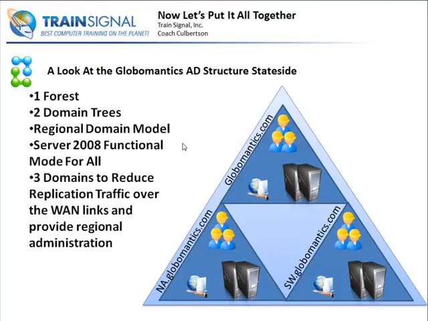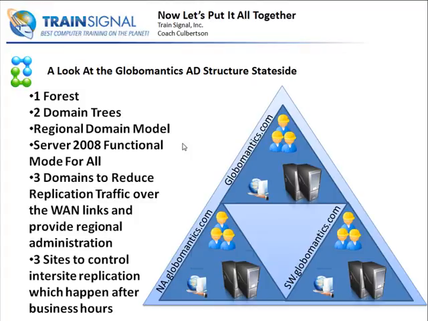Now, we're going to be creating 3 domains here, as you obviously see, to reduce replication traffic over the WAN links, but probably more so, that's an important thing, yes, because we don't want our bandwidth being sucked up by replication, but we also want to provide regional administration. We want to have an administrator in New York at Globomantics.com, one in Chicago at NA, and one in Texas down in the SW region. So that's really the thought process while I was building out this whole Globomantics scenario, this would be my preferred methodology to build out a network.